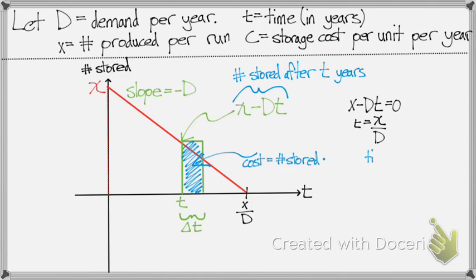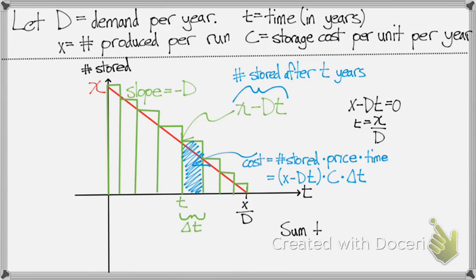The total cost for storing these x minus dt units is the number of things that we're storing, multiplied by the price that it costs to store each one of these things for a year, multiplied by the time that we take to store these things. So the number of things that we're storing at this particular point in time is x minus dt. The price is a constant. That's the amount that it costs us each year, and we've called that C. The amount of time that's elapsed here that we're storing these x minus dt things is what we're calling delta t.